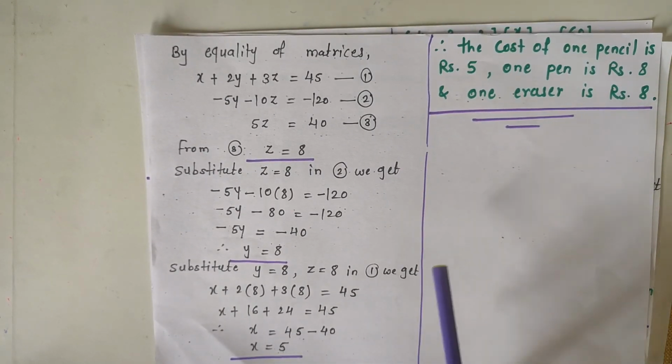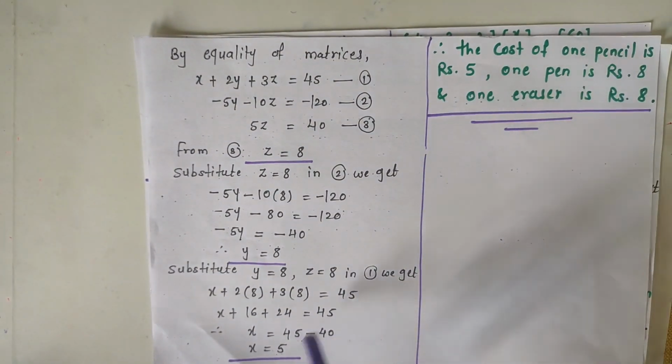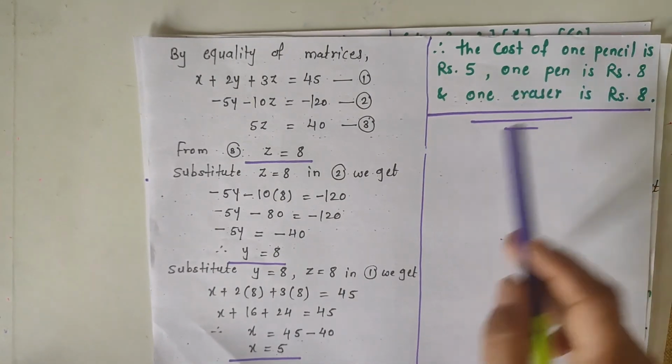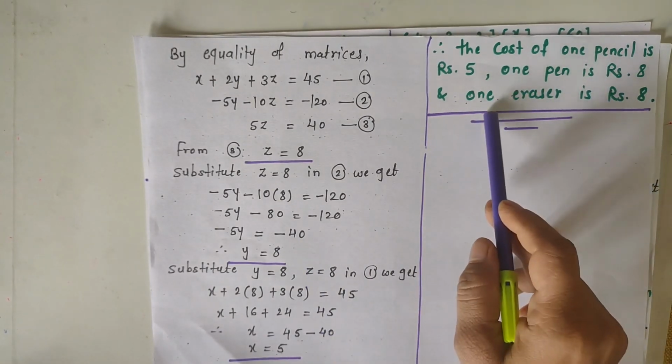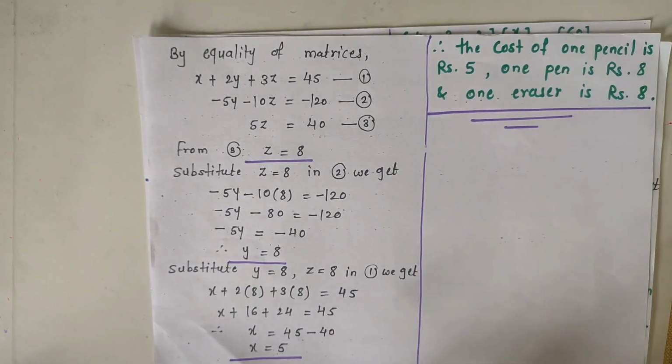So the cost of one pencil is x, so one pencil is rupees 5, one pen is rupees 8, y is equal to 8, and one eraser is rupees z is equal to 8. In this way, we can solve the word problem by using the reduction method.